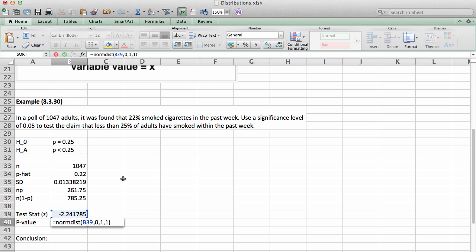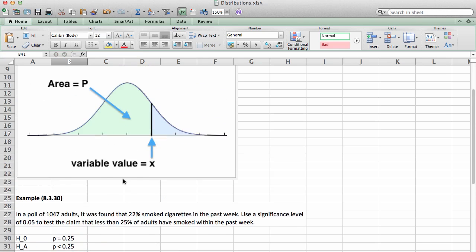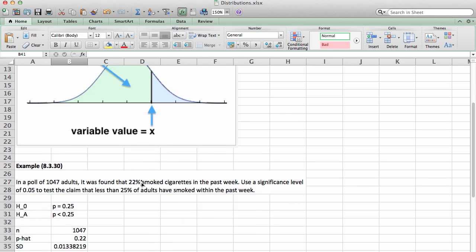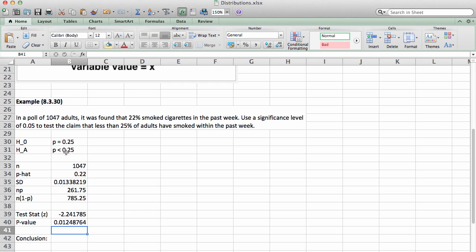And this is going to return to me an area to the left of my z-score, which is indeed what I want because my alternate hypothesis is p is less than 0.25. If my alternate hypothesis had been p greater than 0.25, then I would have been wanting the area to the right of my test statistic, in which case I would have had to use the complement rule, 1 minus NormDist. In this case, my alternate hypothesis is to the left. In other words, I'm marshalling evidence in favor of the claim that less than 25% of adults have smoked, so I want the area under the normal curve to the left of my test statistic. So I get 0.012.